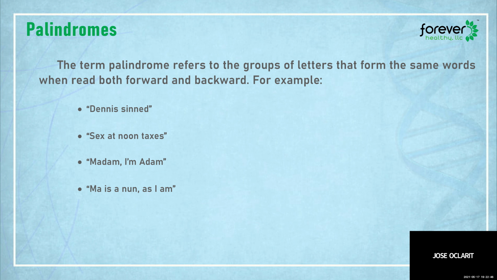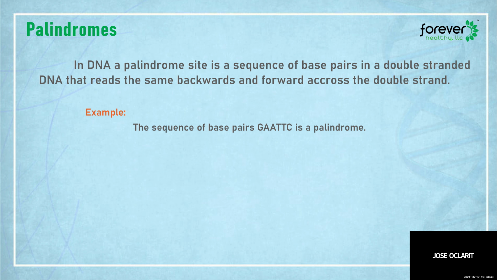You have those examples and they will ring in your mind because these are interesting sentences. This enzyme called DNase can read and cut the DNA at the palindromic site. So, palindromic site, remember that. A palindrome is a site or a sequence of base pairs in a double-stranded DNA that reads the same backwards and forward across the double strand of the DNA. For example, you have a sequence of base pairs: GAA, TTC.